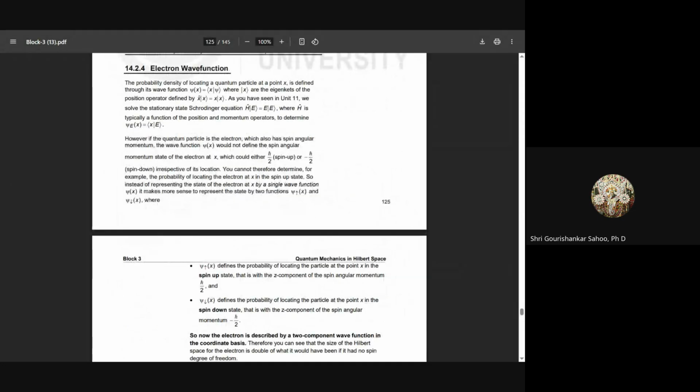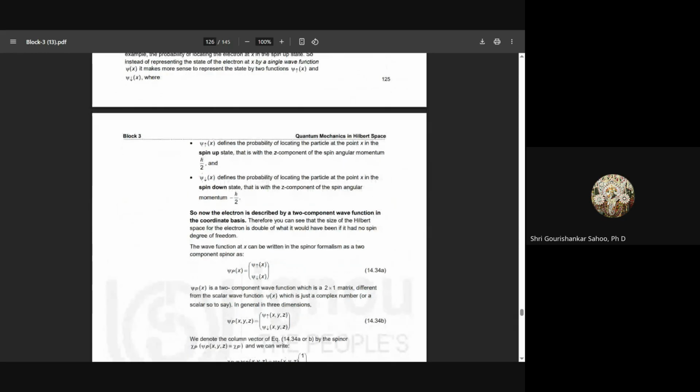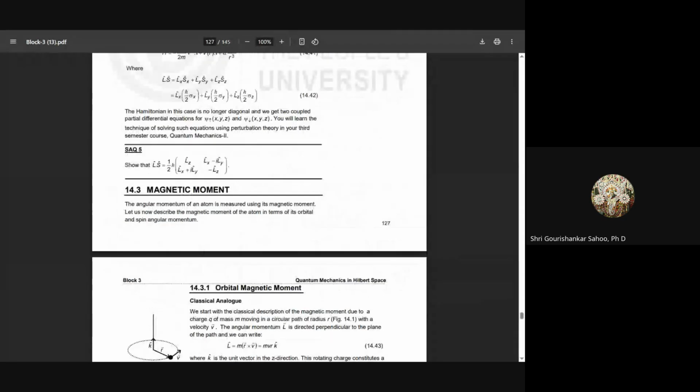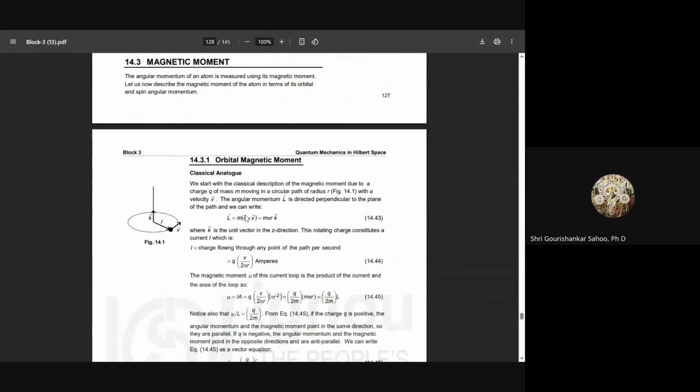Then the electron wave function, psi up defines the probability of locating the particle at the point x in the spin up state. That is, the z component of the spin angular momentum is h cross by 2, whereas psi down defines the probability of locating the particle at the point x in the spin down state. That is, the z component of spin angular momentum is minus h cross by 2. So the electron is described by a two component wave function in the coordinate basis. Then your magnetic moment.